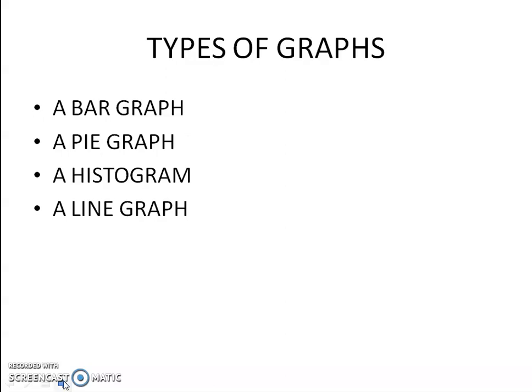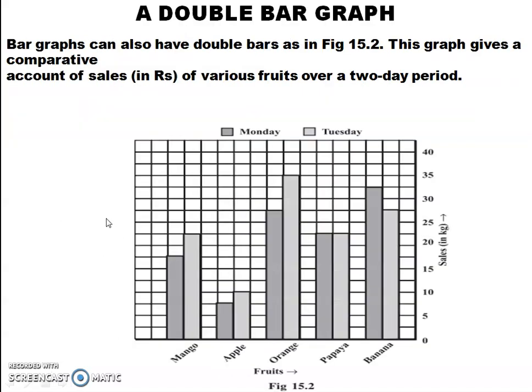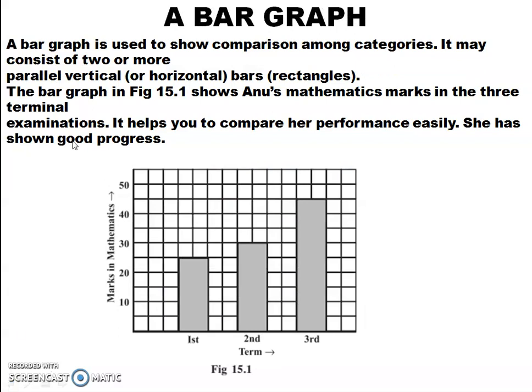Students, whatever I show in this slide is there in your textbook. So open your textbook, page number 231. Now let's see what is a bar graph. This is a bar graph. Okay, this you have drawn in your graph notebook. A bar graph is used to show comparison among categories. Now, it may consist of two or more parallel bars. That means these are vertical bars.